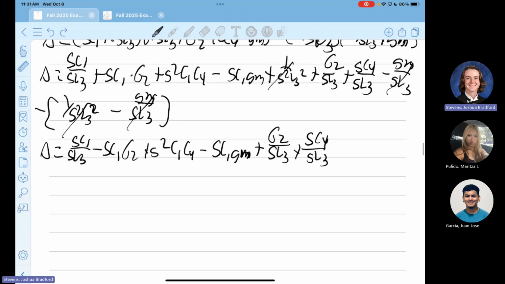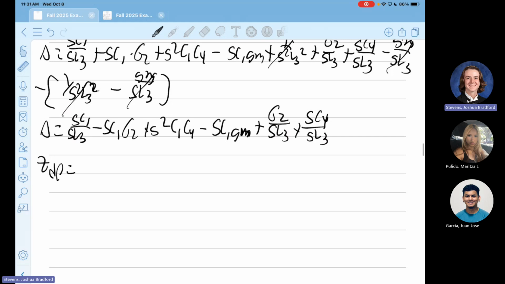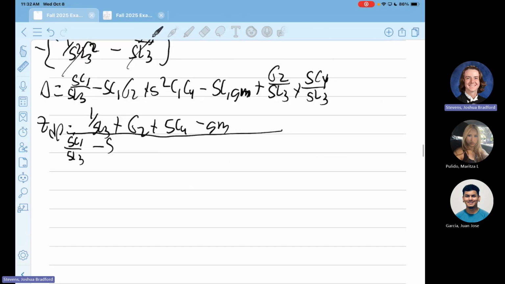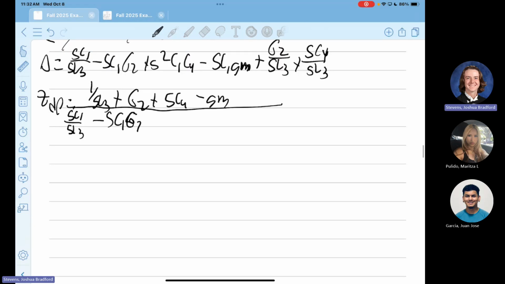What I'm going to do is now put everything back together. So your total driving point impedance becomes 1 over SL3 plus G2 plus SC4 minus GM. That is the numerator. Denominator: SC1 over SL3 plus SC1 G2 plus S squared C1 C4 minus SC1 GM plus G2 over SL3 plus SC4 over SL3.